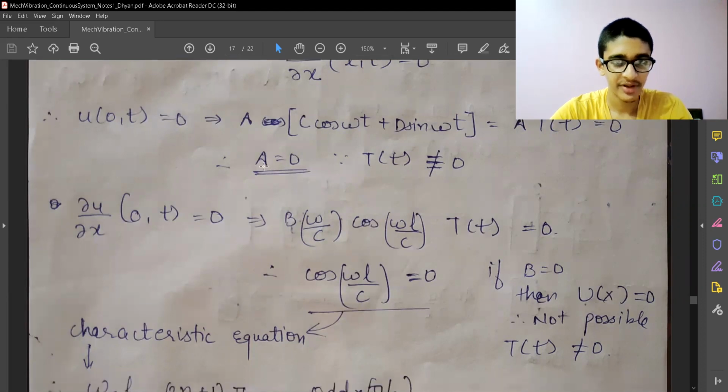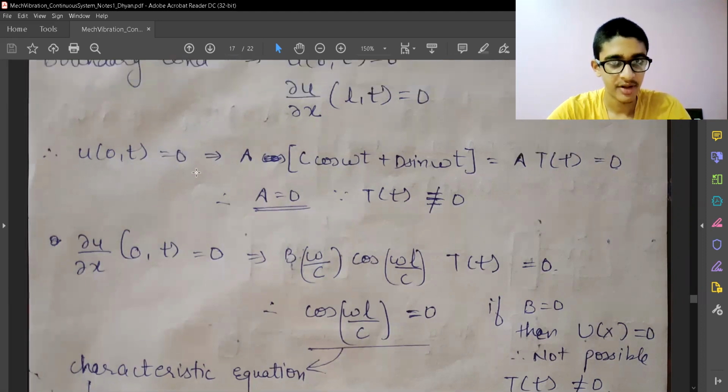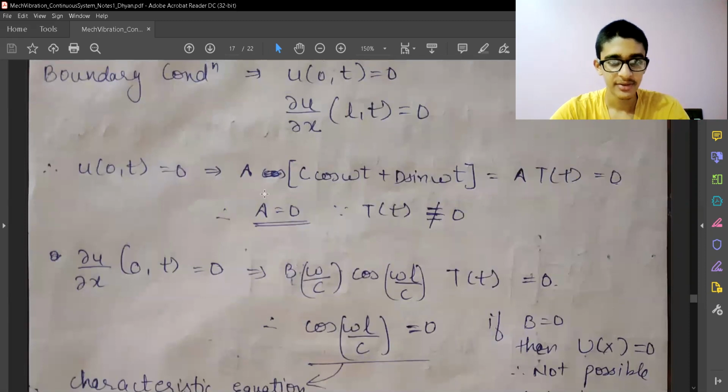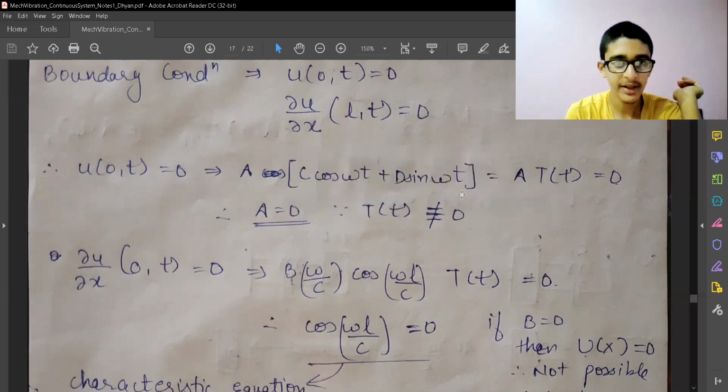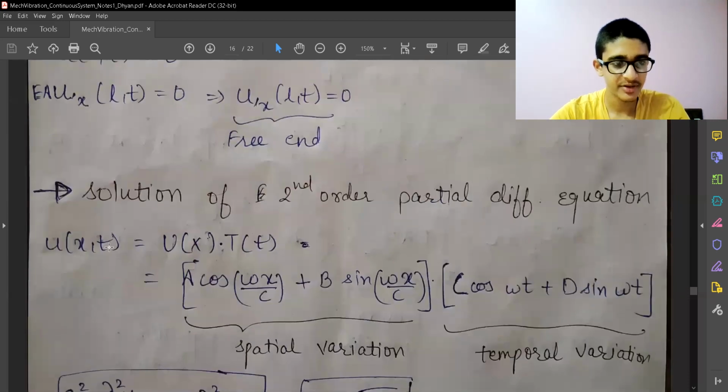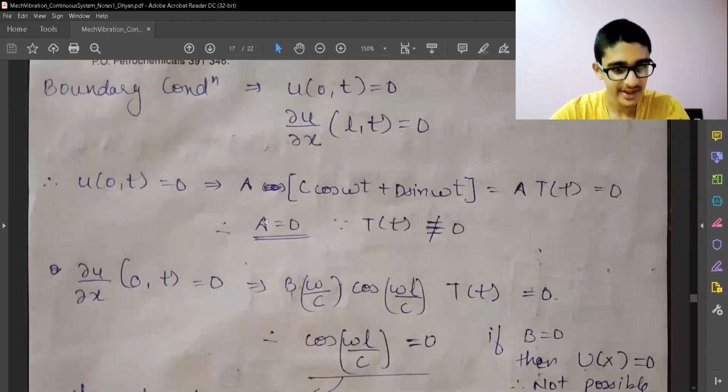So let's use the boundary condition. I'm using the boundary conditions right now. This is the equation which I am getting after putting x equal to 0. That means the T of t term factor is over there, and I have multiplied it with A. So T of t cannot be equal to 0. If T of t is equal to 0, that means my original solution u, that is vibration, is 0. That means there is no vibration. That means A must be 0.